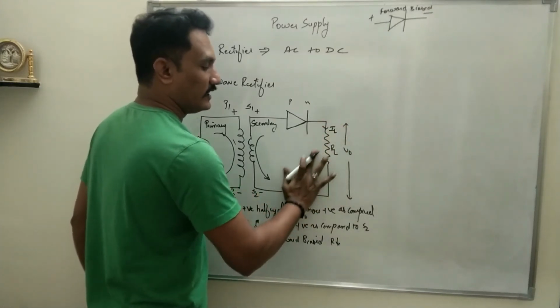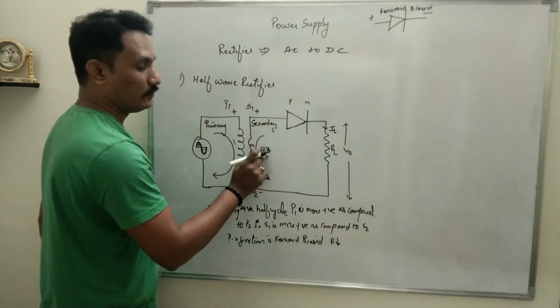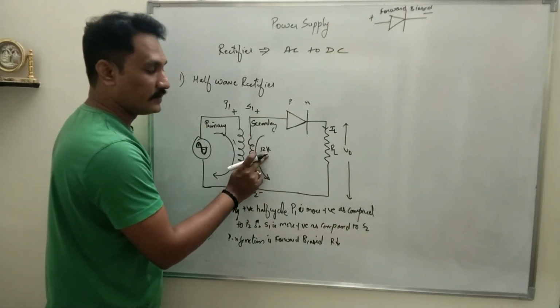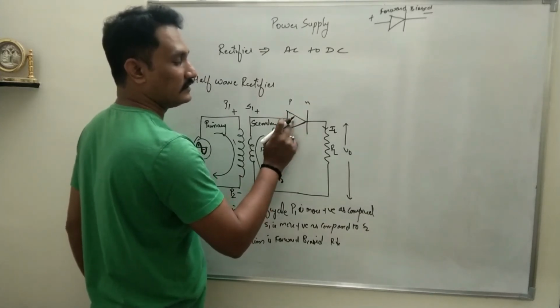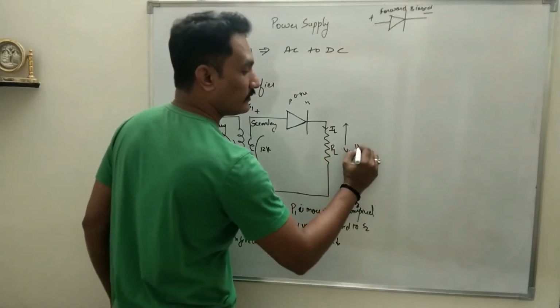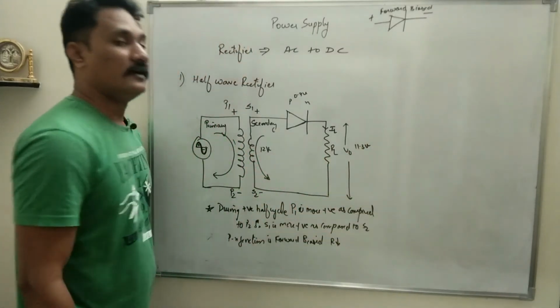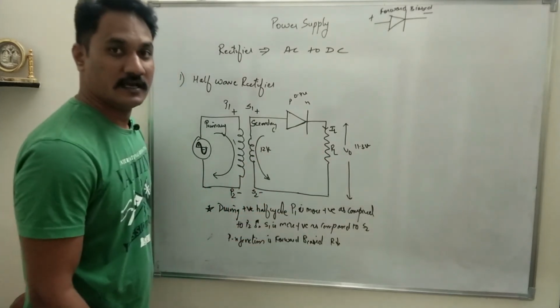the load resistance. Say what we require is, for 9 volt DC we need a 12 volt secondary transformer, and if there is 12 volt, what will be the voltage drop across, considering a silicon diode? It will be 0.7 volt. So what will be the output voltage? It will be 11.3 volt. So almost the entire secondary voltage will be dropped across RL.